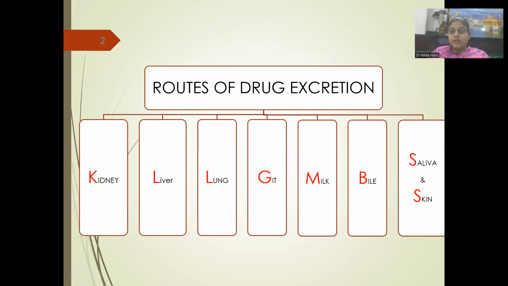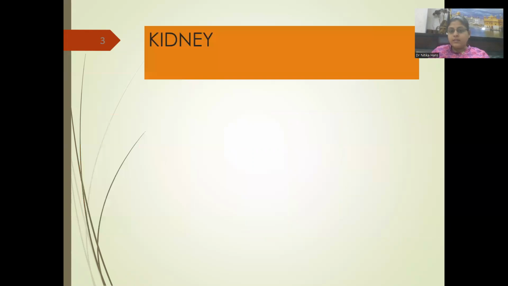Now, routes of drug excretion. What are the routes of drug excretion? These can be kidney, liver, lung, GIT, milk, bile, saliva, and skin. Means from all these organs or body parts, the drugs can be excreted. Kidney is the main organ of excretion, followed by liver, then lung, GIT, milk, bile, saliva and skin.